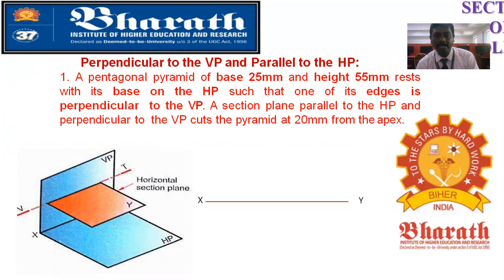How to draw? One of the base sides will be perpendicular to VP. So one line you have to draw perpendicular to XY. Below XY you are going to draw a line perpendicular to XY for 25 mm. So 25 mm you are drawing a perpendicular line, then you are completing a pentagon shape.